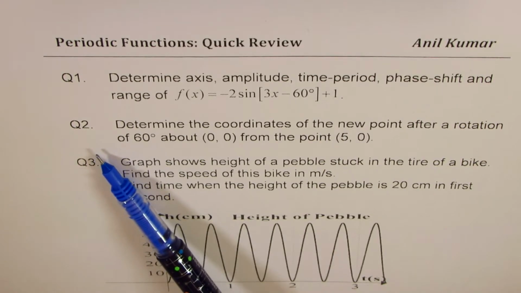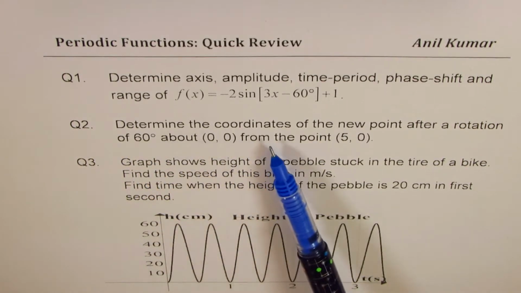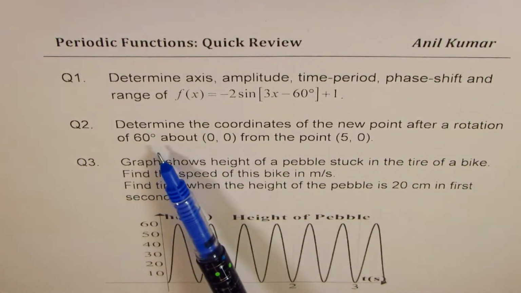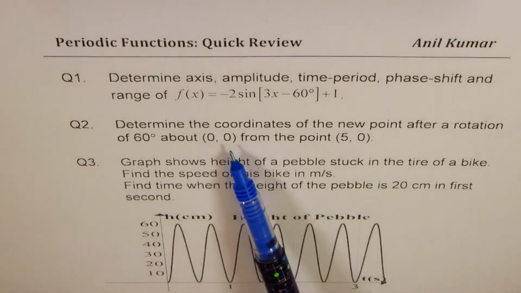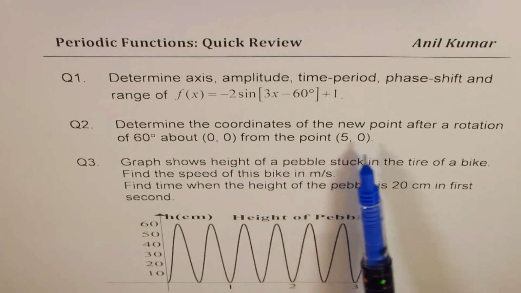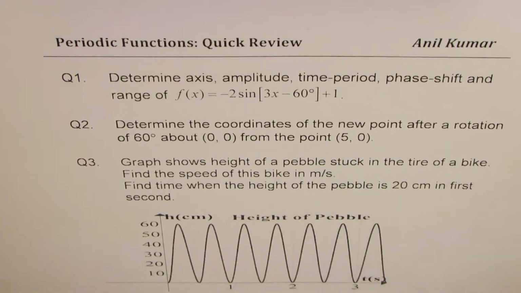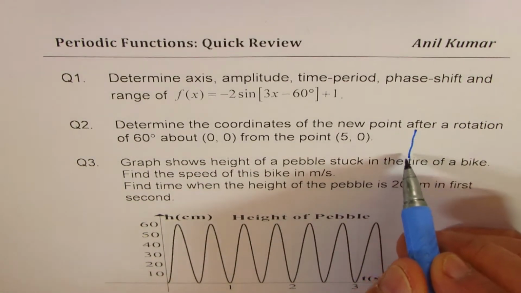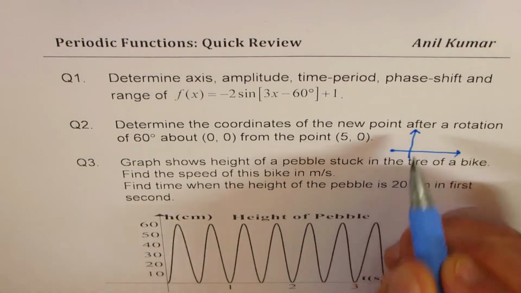Question number 2. Determine the coordinates of the new point after a rotation of 60 degrees about (0, 0) from the point (5, 0). Now this question is kind of tricky. What you need to do is like this. It's actually a simple question.